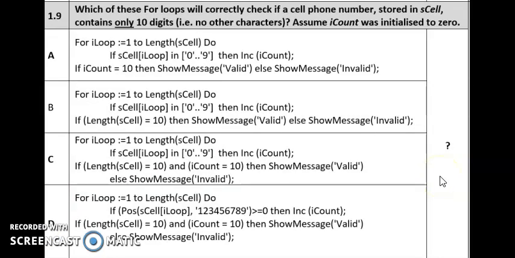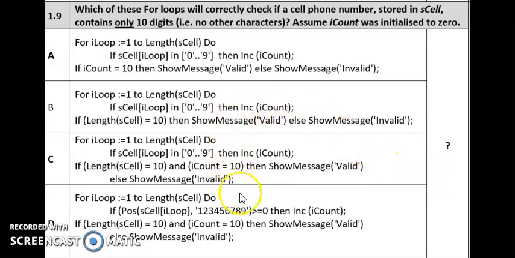This one's a nice question. It may not look that nice because the code looks very long, but it's got a nice little twist in it, which may catch us out. Which one of these for loops will correctly check if a cell phone number stored in S cell contains only 10 digits? We know a cell phone number, like 082 883 0045 or whatever it happens to be, must have 10 digits in it. We're assuming our count is initialized to 0.